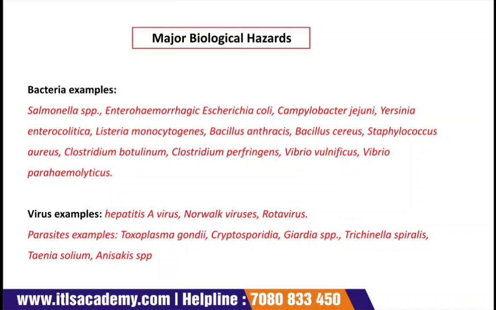So here are some examples again. The first example is Salmonella species, E. coli. There are also Clostridium species, Vibrio. All these are some of the bacteria that cause major biological food hazards. Now coming to the viruses, there are hepatitis A, Norwalk virus, rotavirus. These are some examples related to viruses.